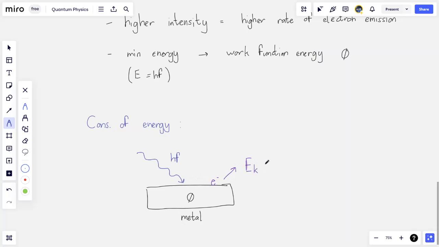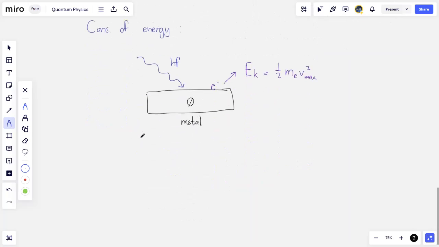and when the electron leaves the surface of the metal, it gains some kinetic energy. A half m_e, we'll use as the mass of the electron, v max squared, so whatever that maximum speed may be. And so using the conservation of energy, we can say that the incoming photon deposits energy to the metal, has to overcome the work function, gives some of the energy to the metal. Once the work function is overcome, the electron can be released from the surface of the metal and gains kinetic energy, a half mv squared. And so this is the photoelectric equation.